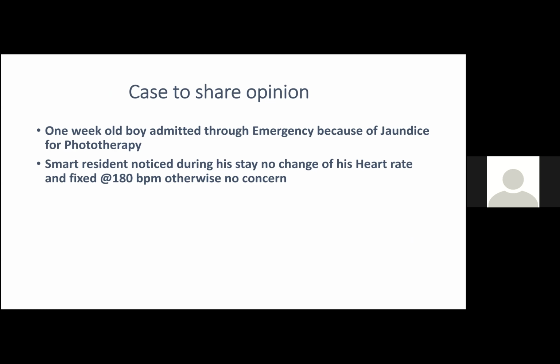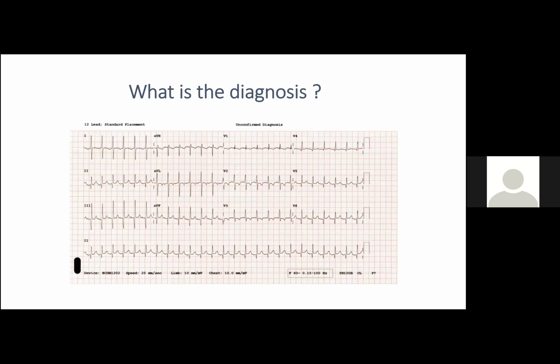Second case is a 1-week-old boy admitted through the emergency room because of jaundice for phototherapy. One of the smart residents noticed during his stay that there is no change in the heart rate, and it's fixed around 180 all the time. Otherwise, no concern. So we obtained a 12-lead ECG, and he is right.